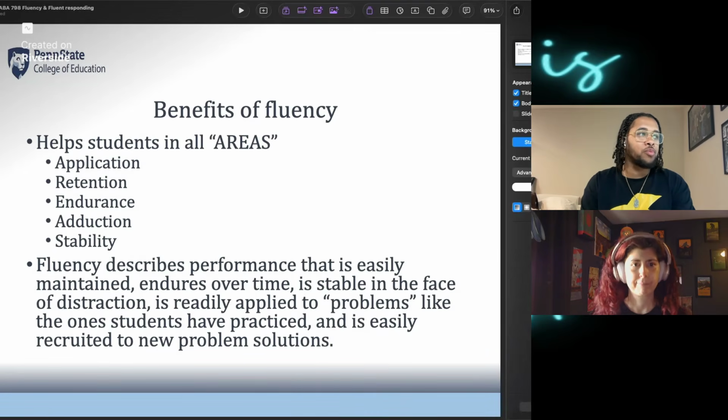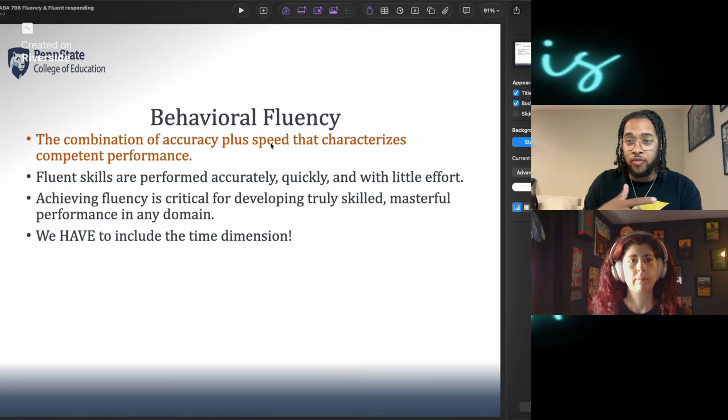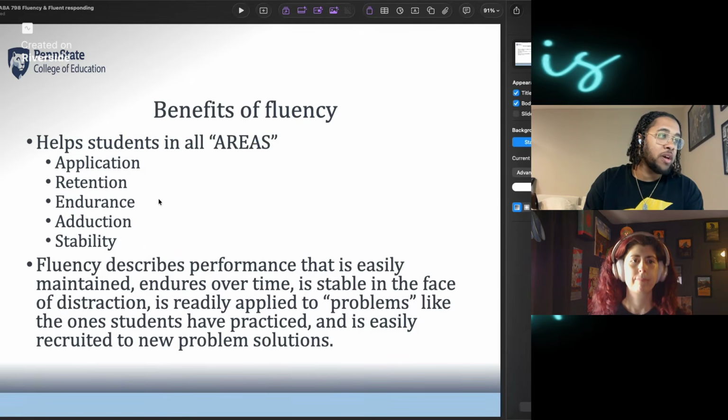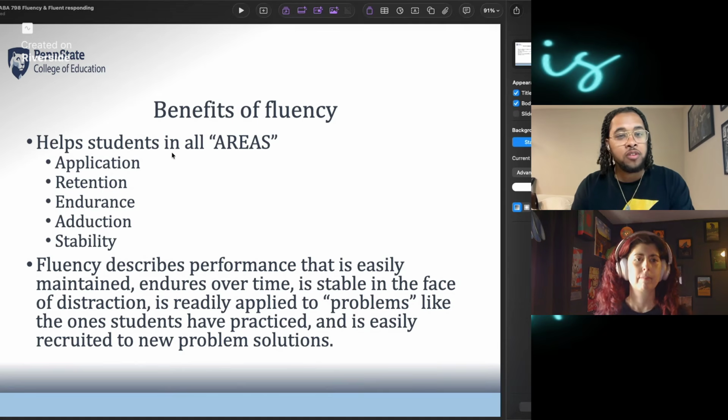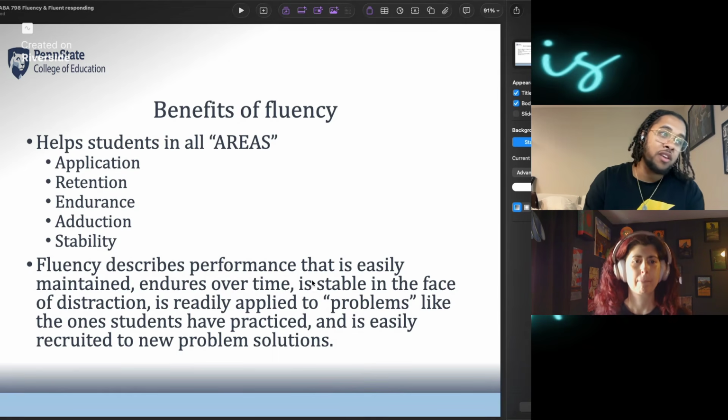So first of all, fluency is the combination of accuracy plus speed that characterizes competent performance. Not just everything being super fast, but a certain pace, because every behavior has a certain pace that competent performers perform at. So we need that time dimension. That's the definition. But fluency helps students in all areas. I really like this acronym: application, retention, endurance, adduction, and stability. Fluency describes performance that is easily maintained, endures over time, is stable in the face of distraction, is readily applied to problems like ones that the students have already practiced, and is easily recruited to new problems.